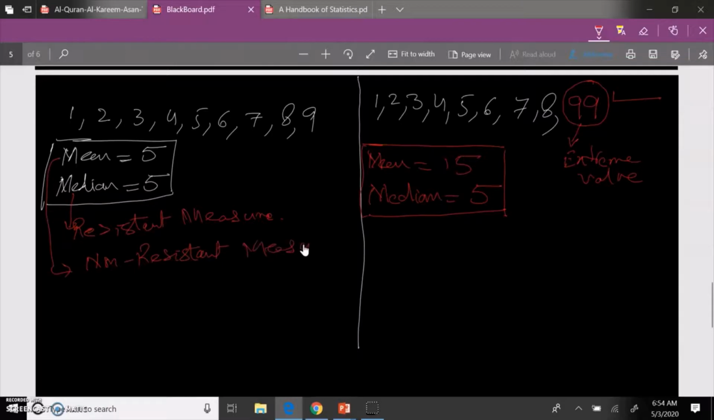That is the idea I want to tell you, what happens to the mean and the median if our data set includes some extreme values.